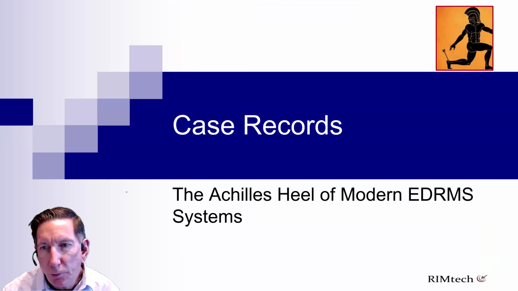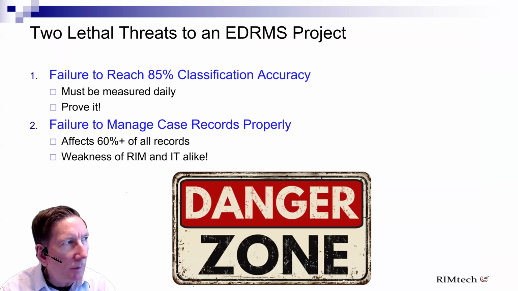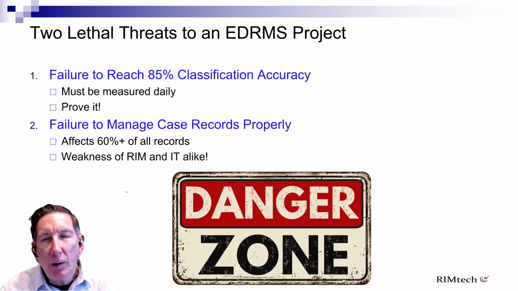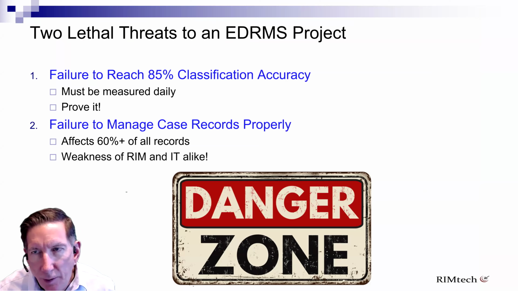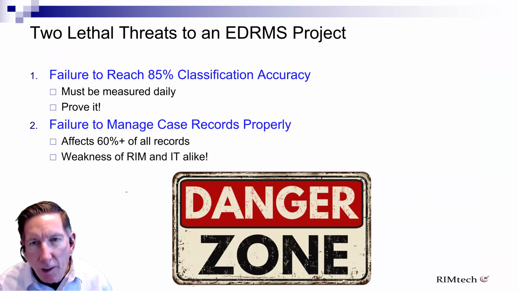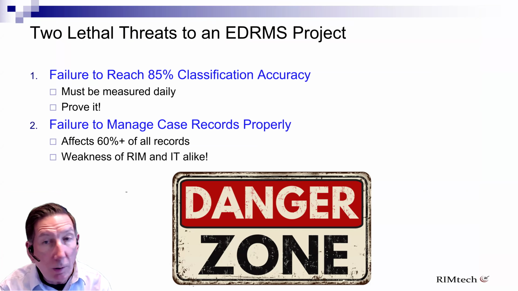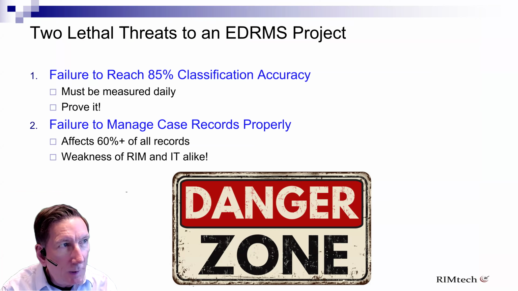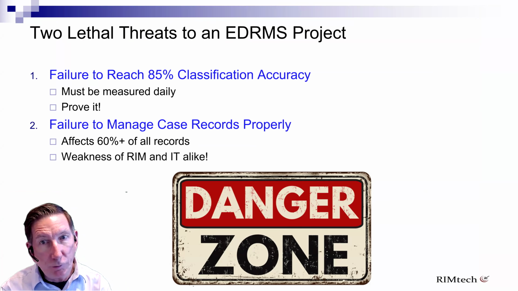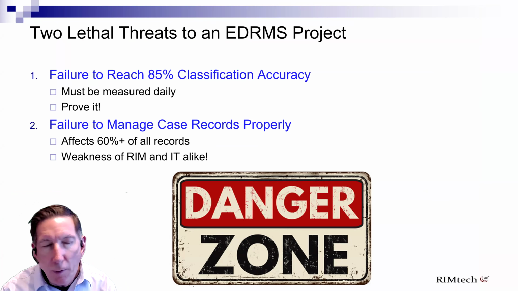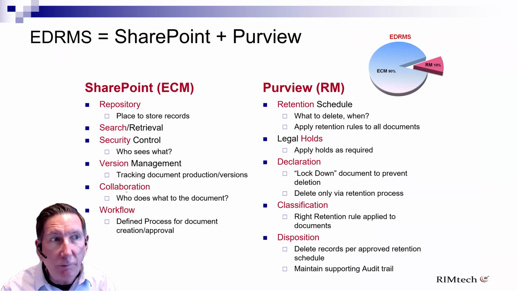This is one of two lethal threats to any modern EDRMS project. One of the threats is failure to reach 85% classification accuracy, but case records are 60% or more of all records. And if we don't have that properly deployed and under control and managed, then the software cannot apply disposition to them. So you would basically be losing control of 60% of your records, which is another complete failure. So this is a big deal, a very big deal.